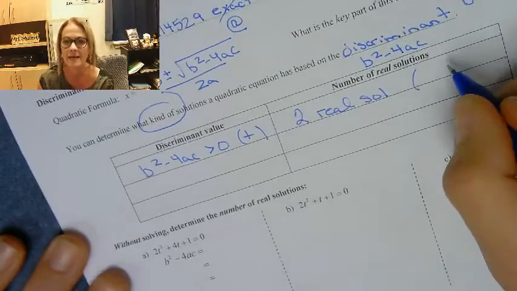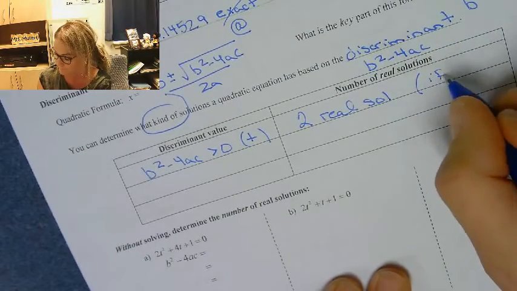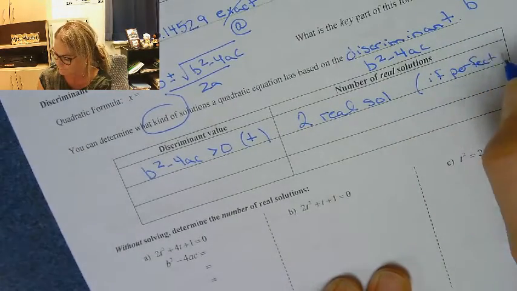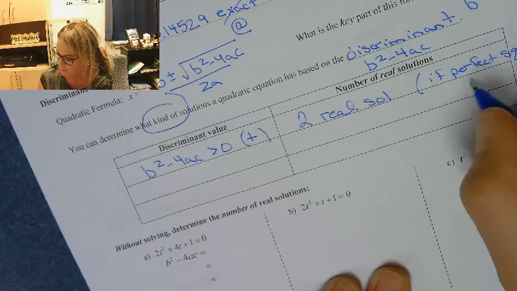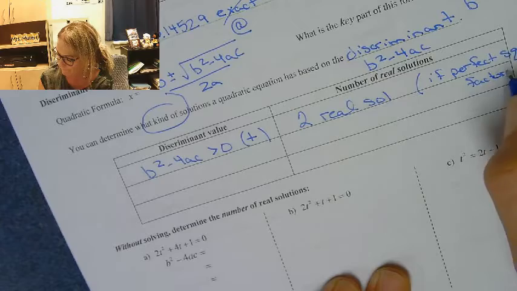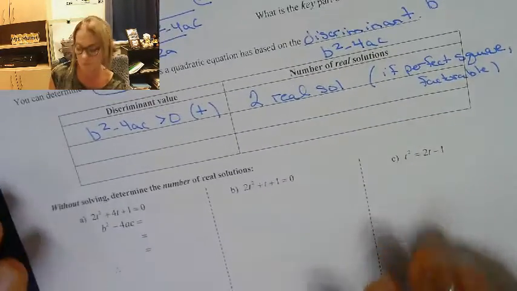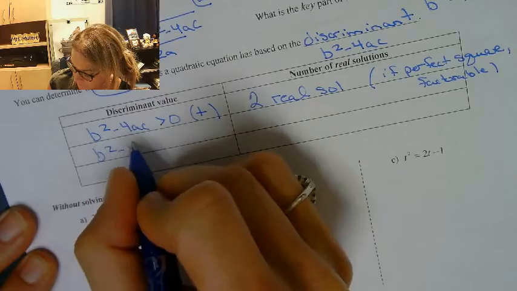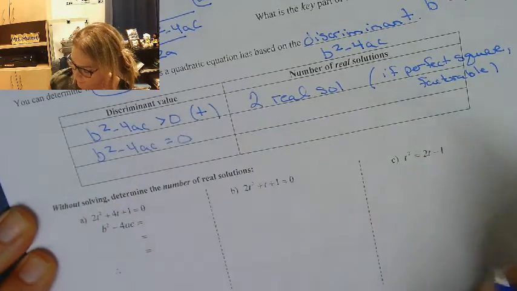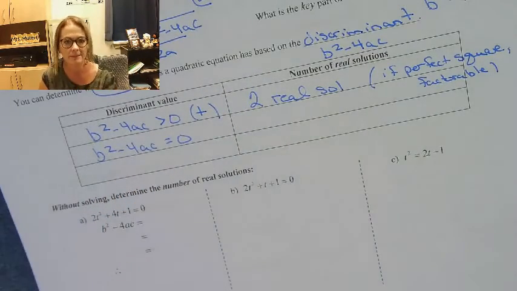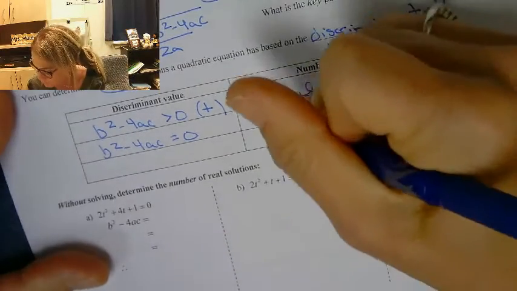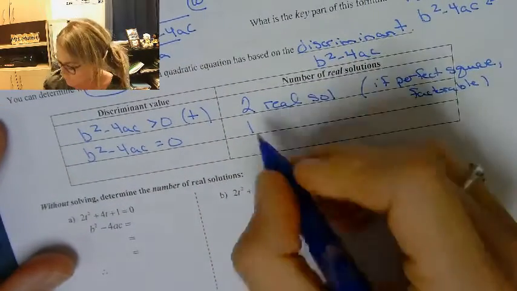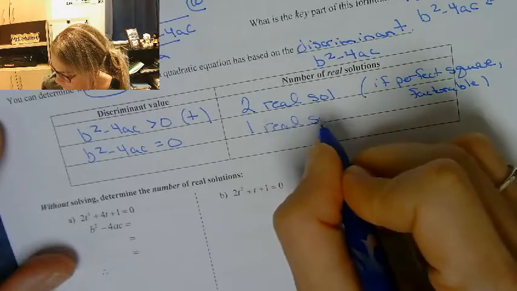And just a side note, if it's a perfect square, then the quadratic is factorable. That's just a fun fact about the discriminant. If b squared minus 4ac is equal to 0, then you're going to lose that plus or minus. So you only get one real solution.